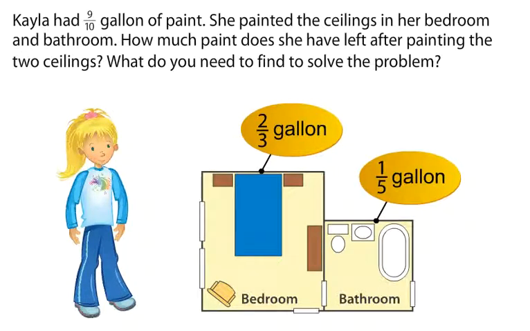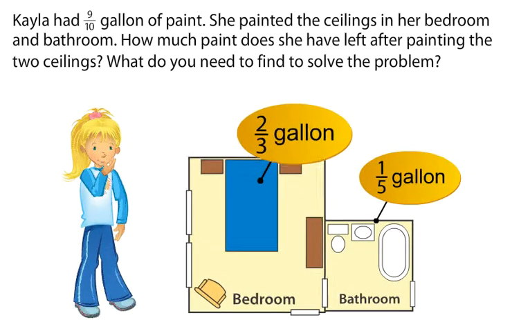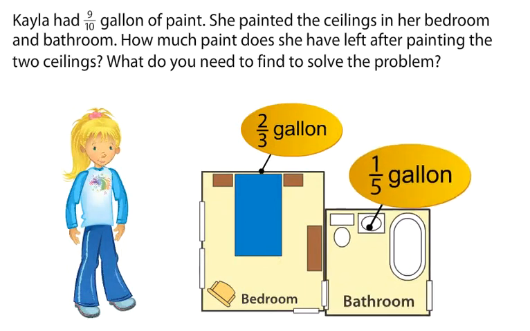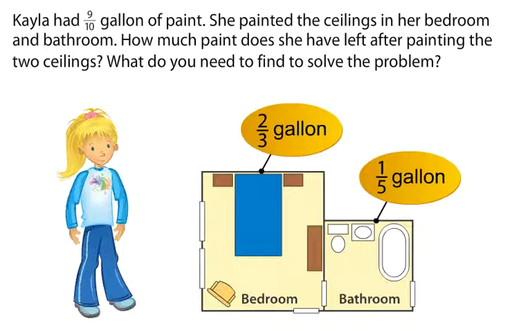Kayla had 9/10 gallon of paint. She painted the ceilings in her bedroom and bathroom. How much paint does she have left after painting the two ceilings? What do you need to find to solve the problem?